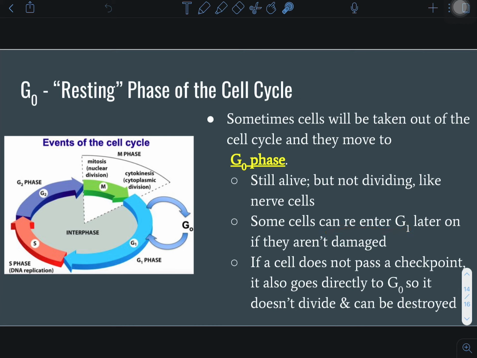If a cell does not pass a checkpoint, it goes directly into G0, so it can be destroyed and won't divide. Sometimes if something goes wrong, it can go into G0 and then that cell can be destroyed, and we don't want to replicate poorly formed, deformed cells. Our body recognizes that something's wrong and won't replicate that. So sometimes they go into G0 to be destroyed, but sometimes they just go to rest.